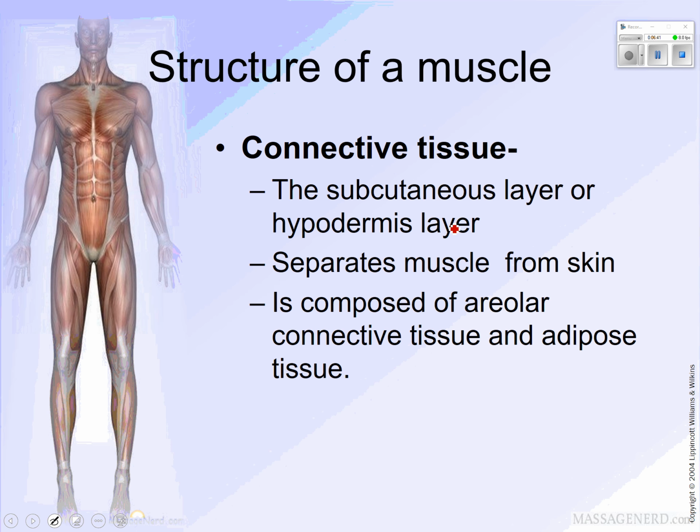Connective tissue, of course, the subcutaneous layer, also called the hypodermis layer. It separates your muscle from the skin. It is composed of areolar connective tissue and adipose tissue. The main function of the connective tissue is that it's going to provide a pathway for nerves, blood vessels, and the lymphatic vessels to enter and exit the muscles. So make sure that you add that to your list or to your PowerPoint slide. It does provide a pathway for nerves, blood vessels, and the lymphatic vessels to enter and exit the muscles.